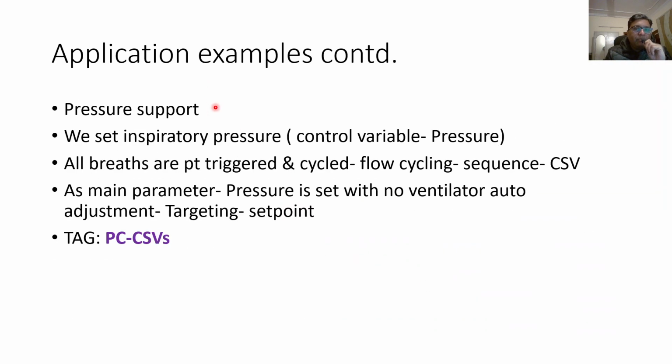So what happens in a simple pressure support mode? Here we just set inspiratory pressure. The control variable is pressure. All breaths are patient triggered and cycled, and so it is a type of flow cycling. So the sequence remains continuous spontaneous ventilation. All the breaths will be spontaneous. We have just set a parameter and that output is being given. The ventilator is not adjusting any more inputs. So basically targeting becomes set point. So the classification for pressure support will be pressure control, PC CSV, and S, that is set point.